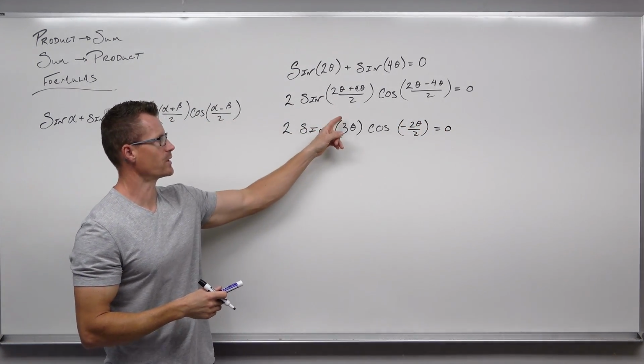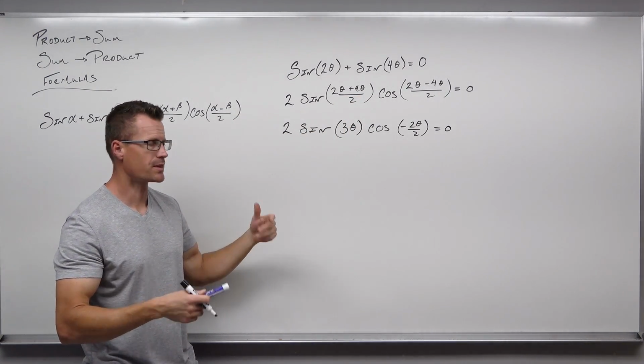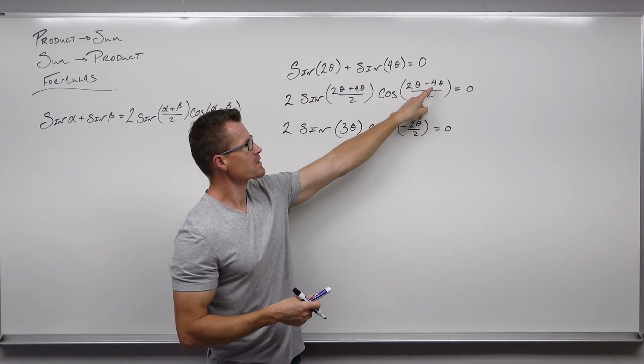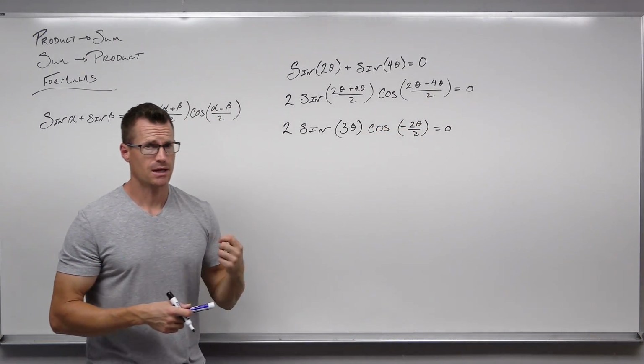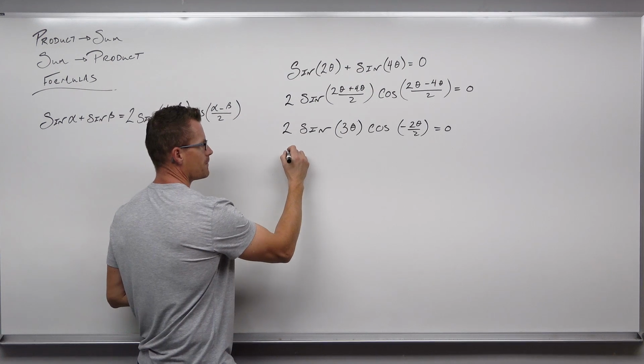So I did this one pretty quick, but 2 theta plus 4 theta is 6 theta. 6 theta over 2 is 3 theta. 2 theta minus 4 theta is negative 2 theta. That negative is important. Divided by 2. That's going to give us negative theta. So let's write that.